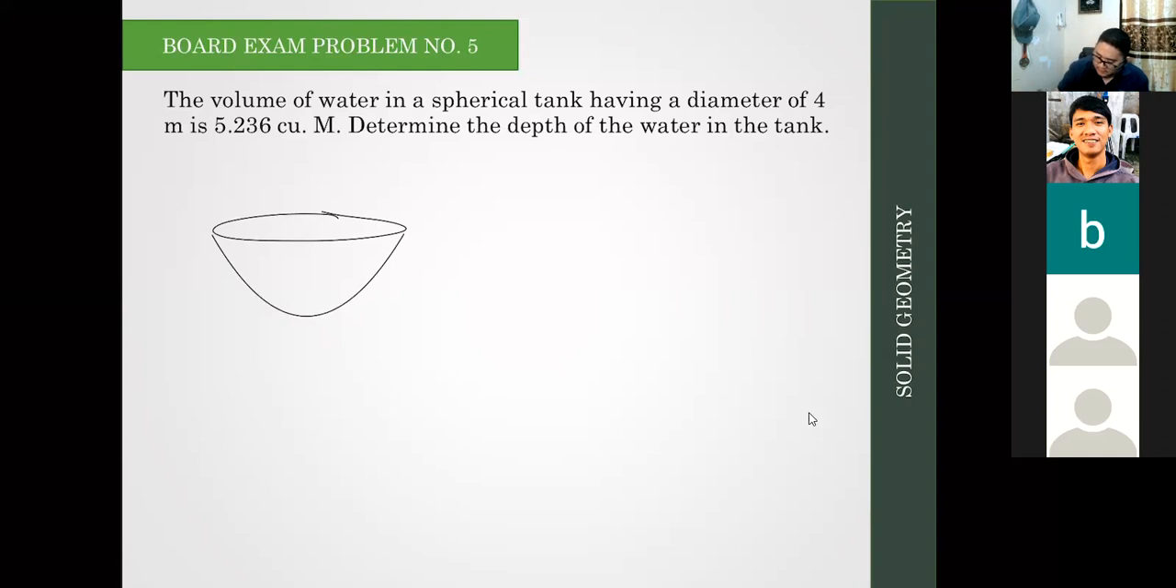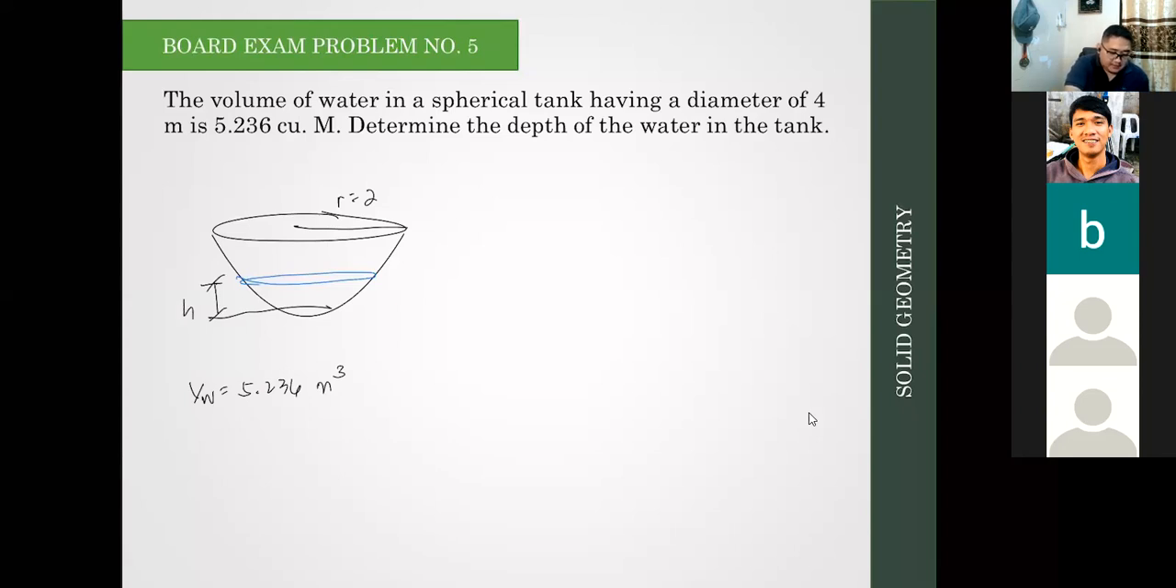So radius natin ay 2. And then ang volume daw ng water. So meron tayong water sa kanya. So and let's say yan. So volume ng water is 5.236 cubic meter. Determine the depth of the water. So pinapahanap is itong height natin of the tank.